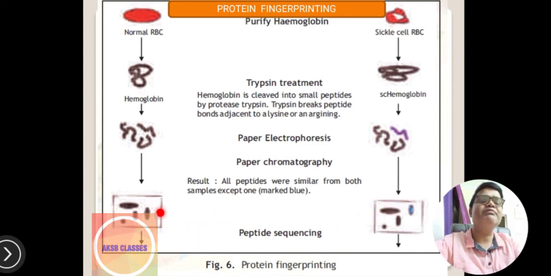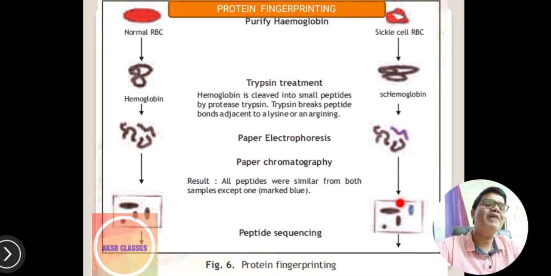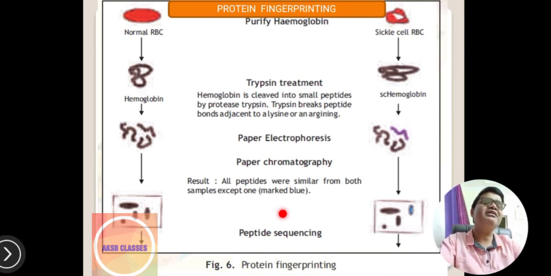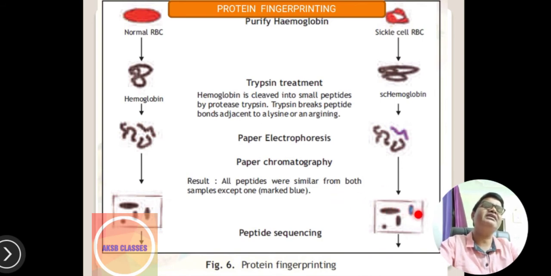If it is dissimilar, suppose this is the dissimilar one, then we will focus on that protein spot. We take out the protein from this paper chromatogram, purify that protein, and then put it through isoelectric focusing and SDS-PAGE, that is 2D gel electrophoresis. And finally, if we again want to purify and separate the different fragments, then for final purification we can use the HPLC technique.